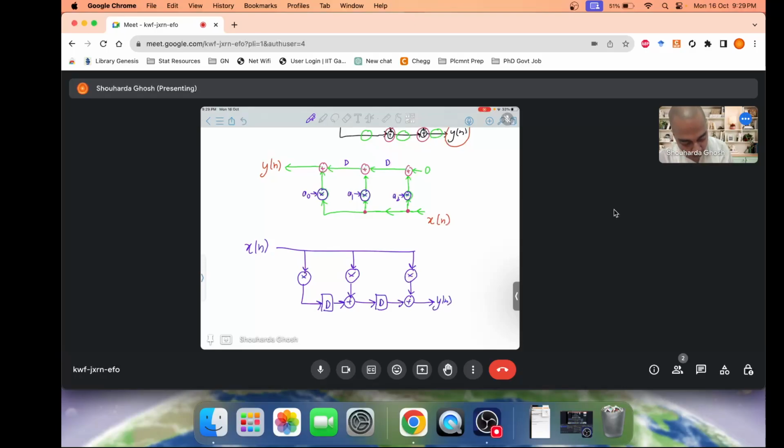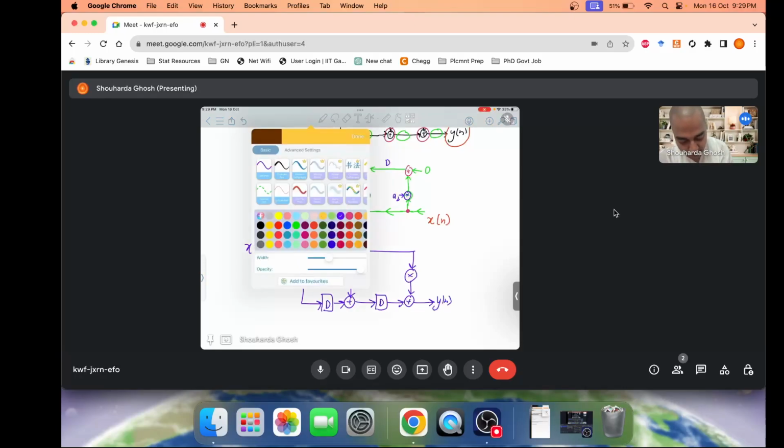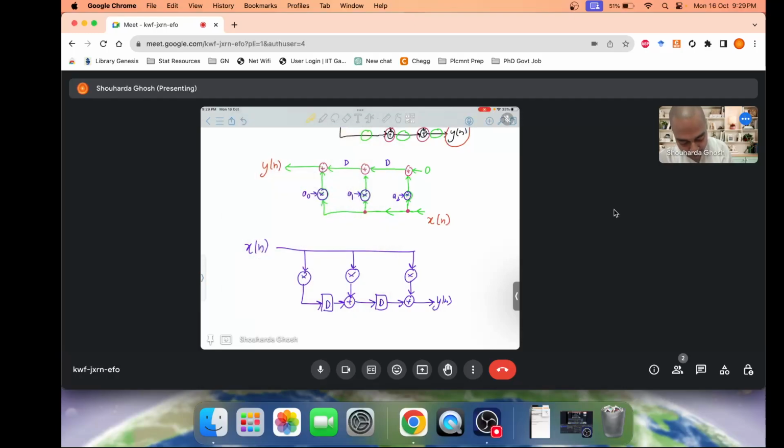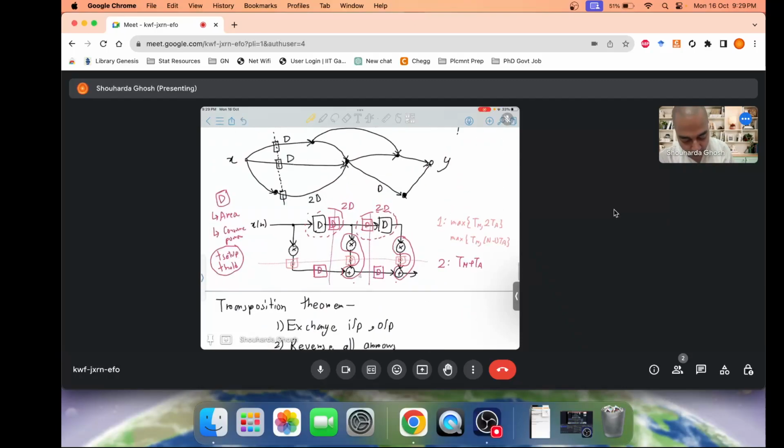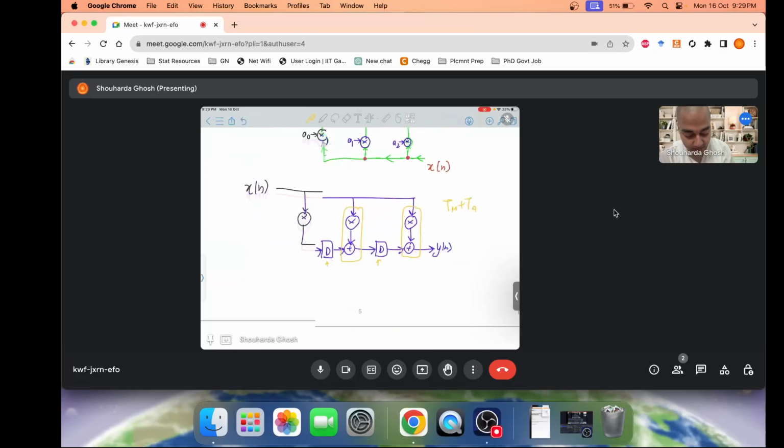Now see, in this case, when you've done transposition, what is the critical path? TM plus TA. So transposition also gave us the same answer. But you see over here the number of delays are unchanged, whereas for the same delay we had introduced 1, 2, 3, 4 extra delays. So you see, transposition is a smarter method.